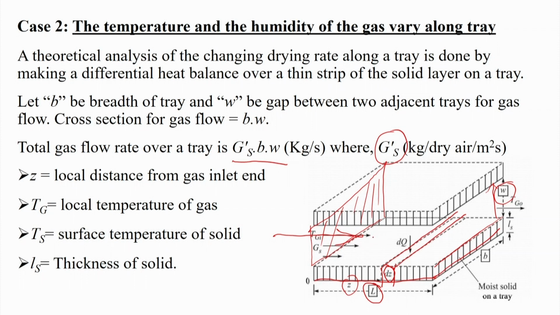If I say this is the gas temperature, that will be Tg, and at the entry it is Tgi, and at the exit, the outlet temperature, it is Tgo, and Ts is the surface temperature of the solid, and Ls is the thickness of this material, the thickness of the solid material or wet solid.